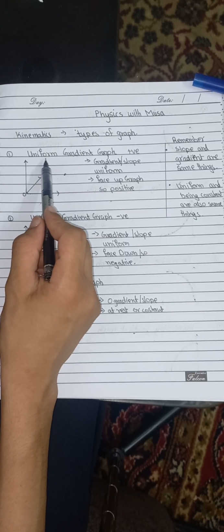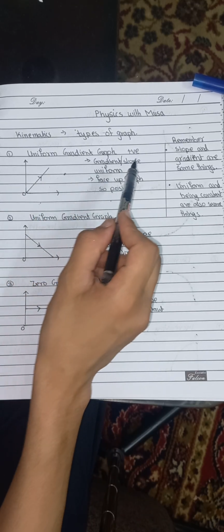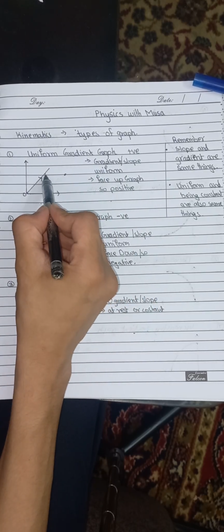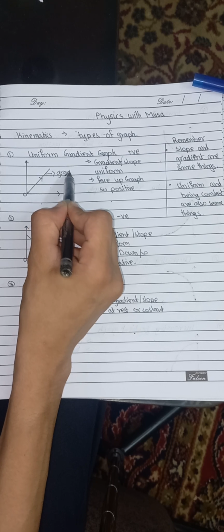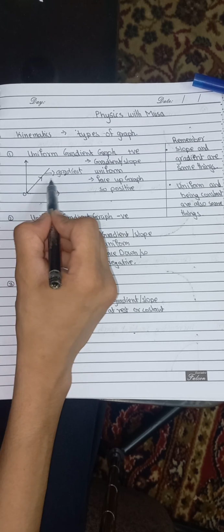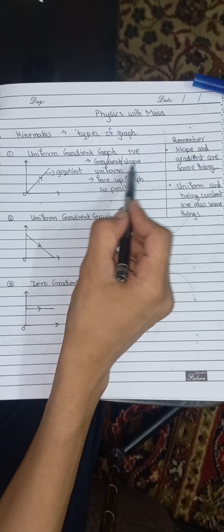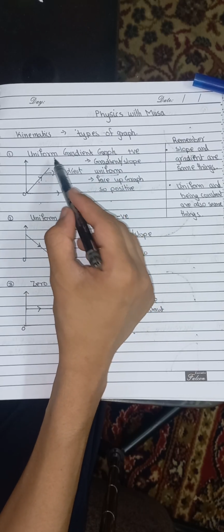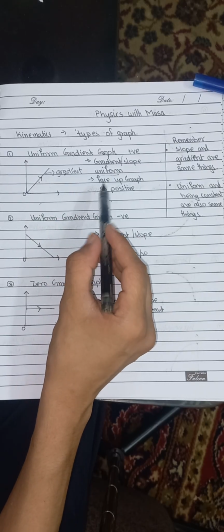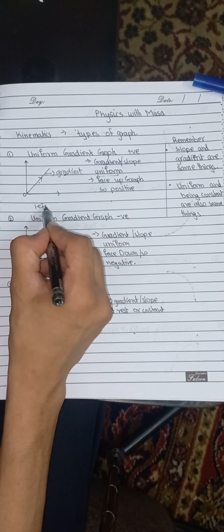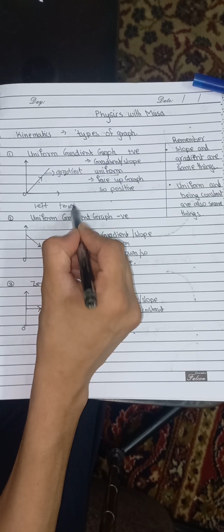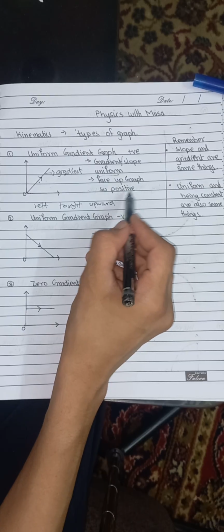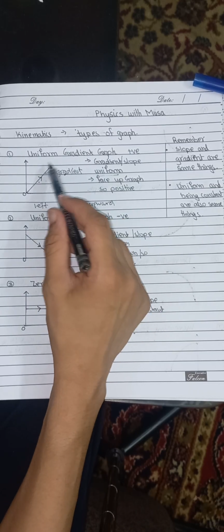The graph number 1 is the uniform gradient graph, and it is a positive uniform gradient graph. Look, now this line represents the gradient or slope. The gradient or slope in this graph is uniform, it means constant, and it is a face up graph. It is going left to right but upwards, which means that it is a face up graph, so it is a positive uniform gradient graph.